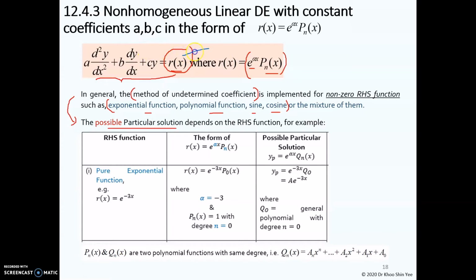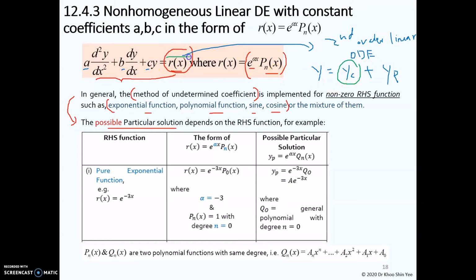Previously, we have learned that the solution for the second order linear ODE with constant coefficients a, b, c here is equal to the complementary solution plus the particular solution. We have learned how to solve the complementary solution previously, where we let the right-hand side r(x) here equal to 0.